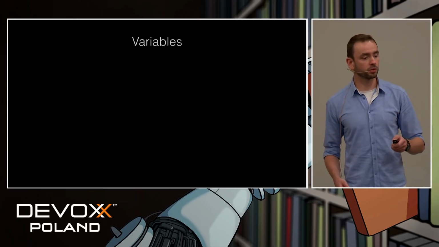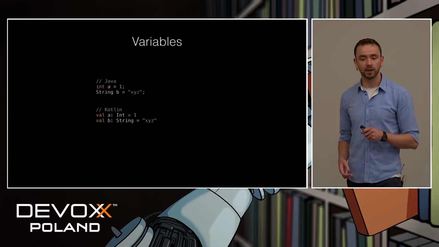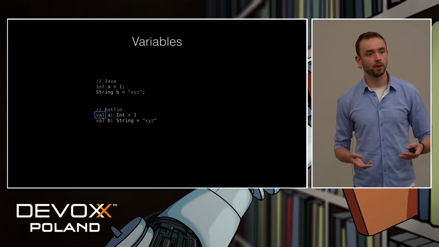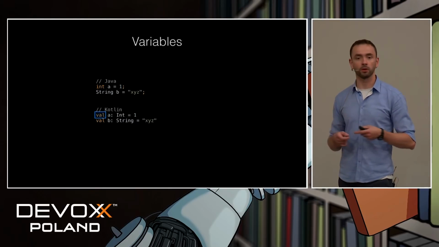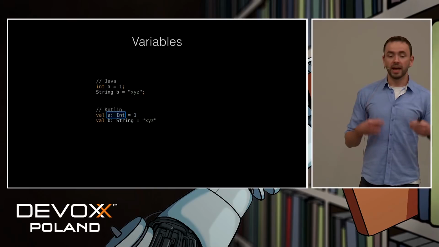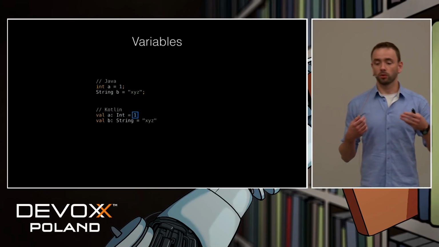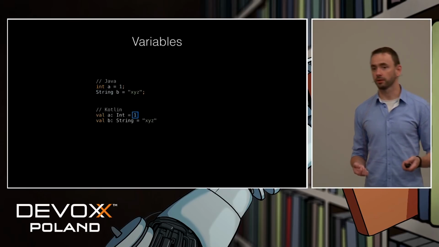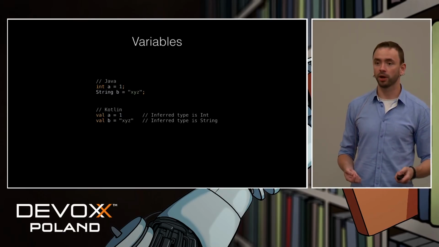When it comes to variables, 2 simple variables in Java, the same variables in Kotlin. Here we have another new keyword, val, like value. There's also another one, var, like variable, which will be explained on the next slide. And again, the name goes first, and then the type. And we know that 1 is an integer, and XYZ is a string. So we don't have to write this explicitly. This can be inferred by the compiler.